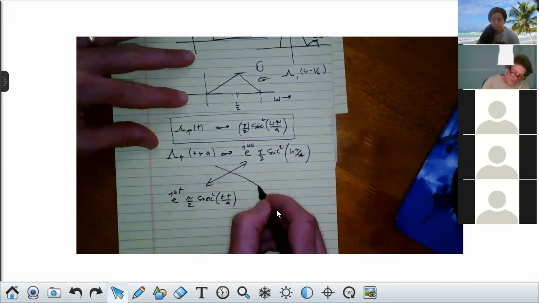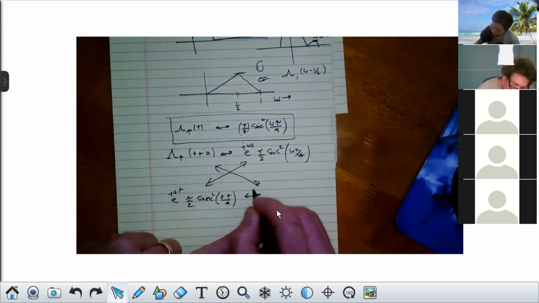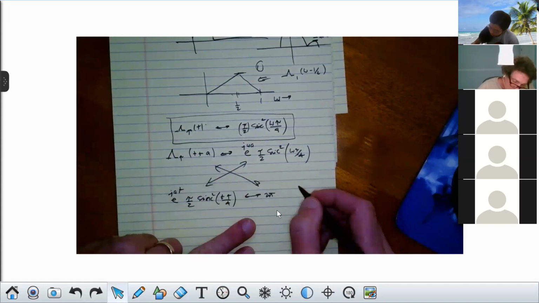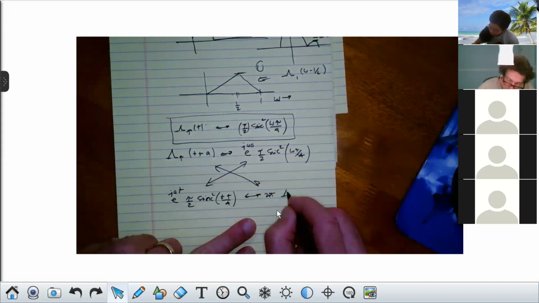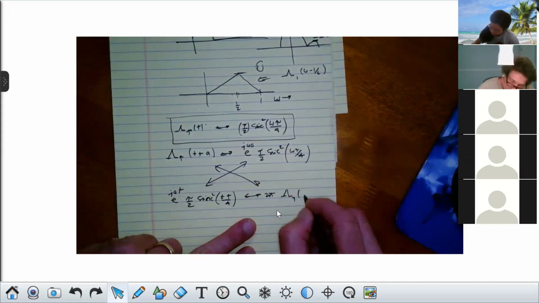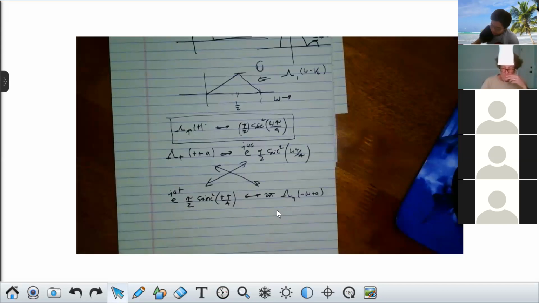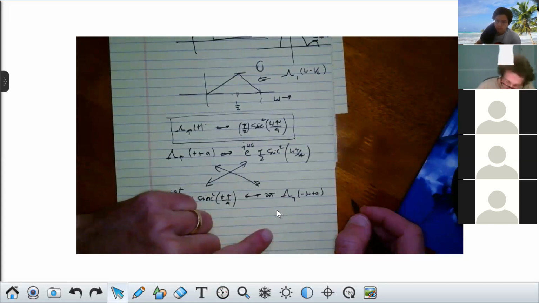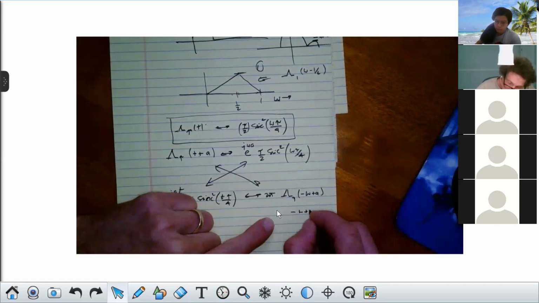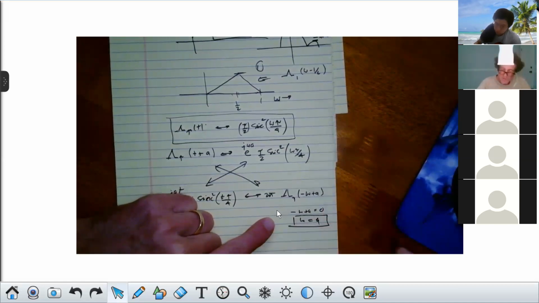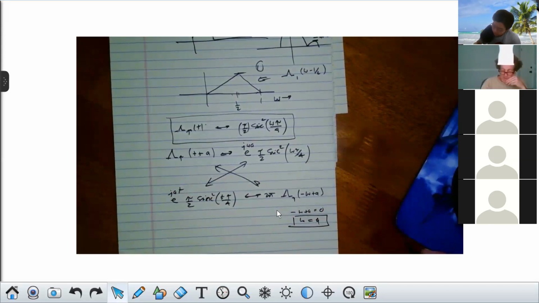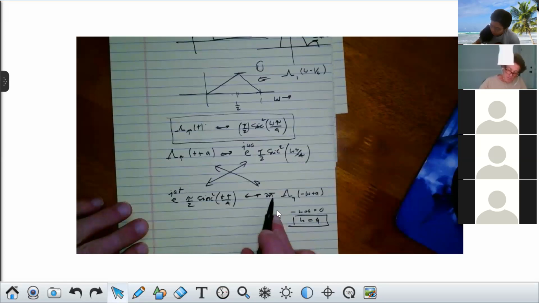Then I come over here and I say that this is going to be 2 pi times, instead of t, it's going to be minus omega. So it's the triangle function sub tau of minus omega plus A. Agreed? So minus omega plus A equals 0, and therefore omega equals A is where that's centered. Do you agree with me? Yes. Okay. Now what I'm going to do is divide by 2 pi.